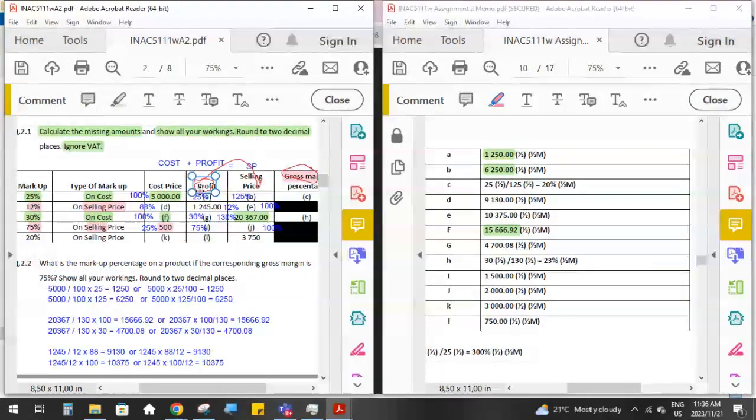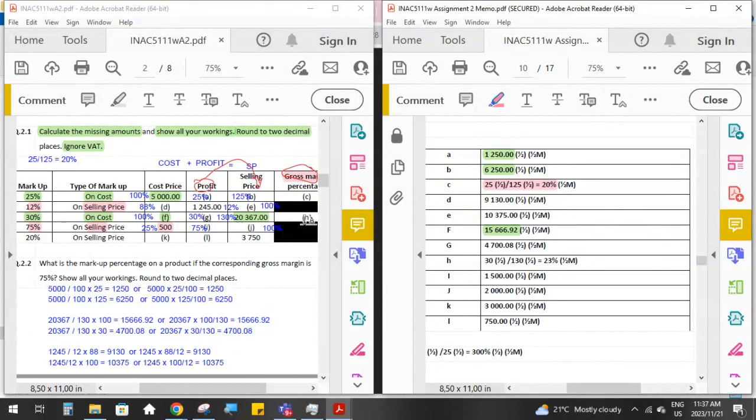So easy is, we know that the, sorry, I'm trying to find a place where I can write. Profit is 25%, selling price is 125%. So if we take 25 over 125, that equals 20%. So our gross margin percentage is 20%.